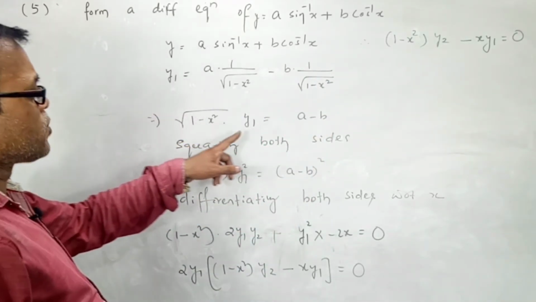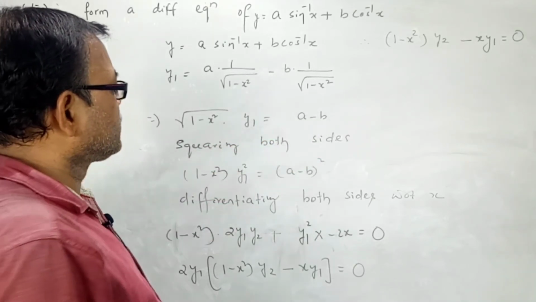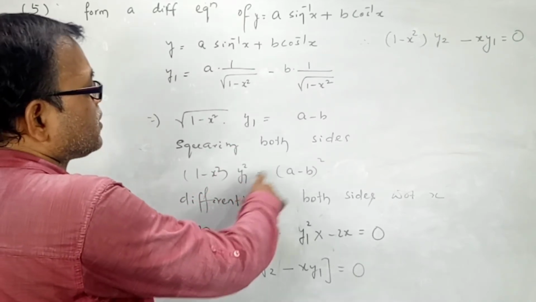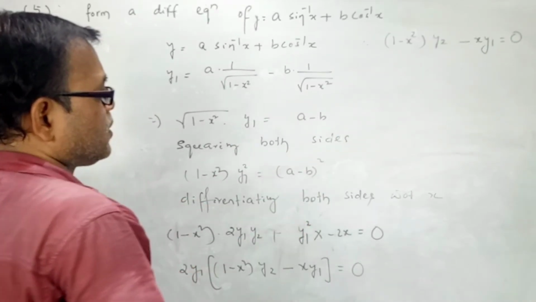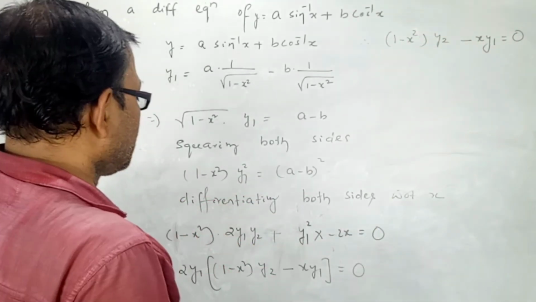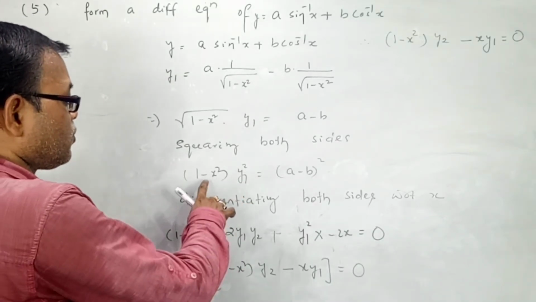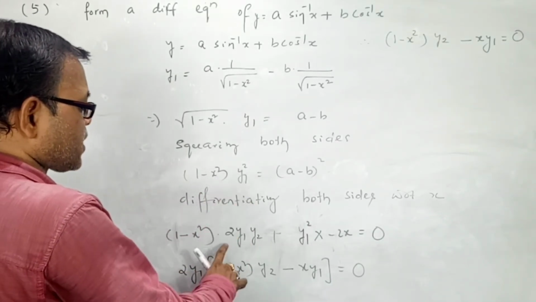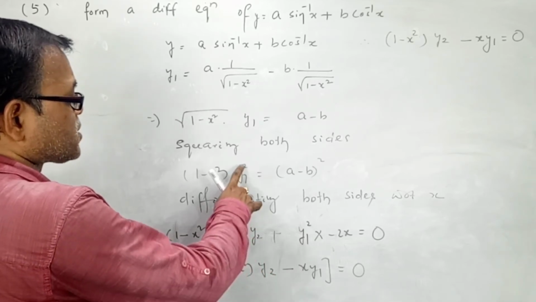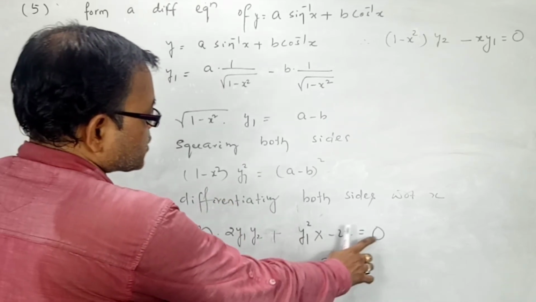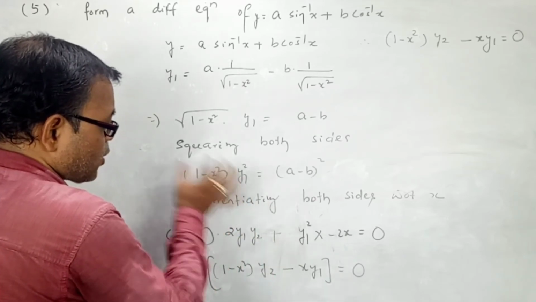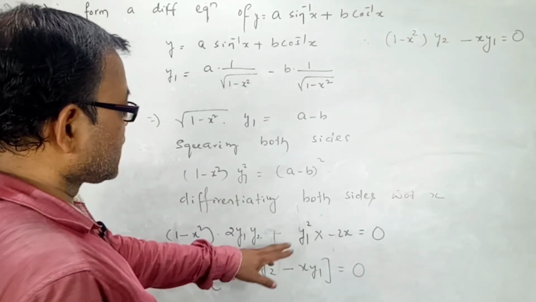Now root over 1 minus x square into y1 is equal to a minus b. If we square both sides, then I get 1 minus x square into y1 square is equal to a minus b whole square. But a minus b whole square is a constant quantity, so its derivative becomes 0. And its derivative will be 1 minus x square into y1 square, derivative 2y1 into y2, where the chain rule is applied, plus y1 square into the derivative of 1 minus x square, minus 2x, equal to 0. This expression is obtained after applying the product rule to the left hand side.